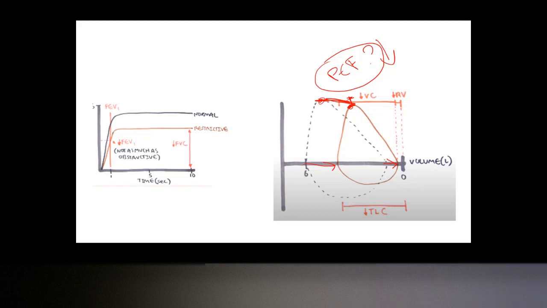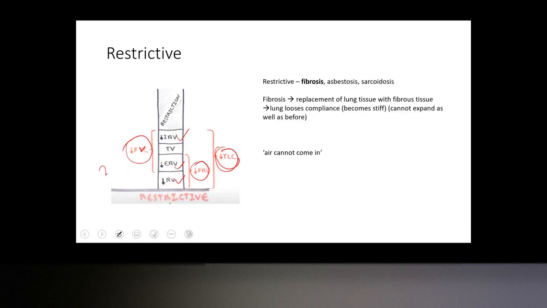Exactly, because in the restrictive case, the problem of the lung is not that the lung cannot push the air out. Because it has so much fibrosis, the issue is not with the air being expired out. Instead, it's the problem with the air even coming in. Let's go back actually. So the problem with restrictive is air to come in.